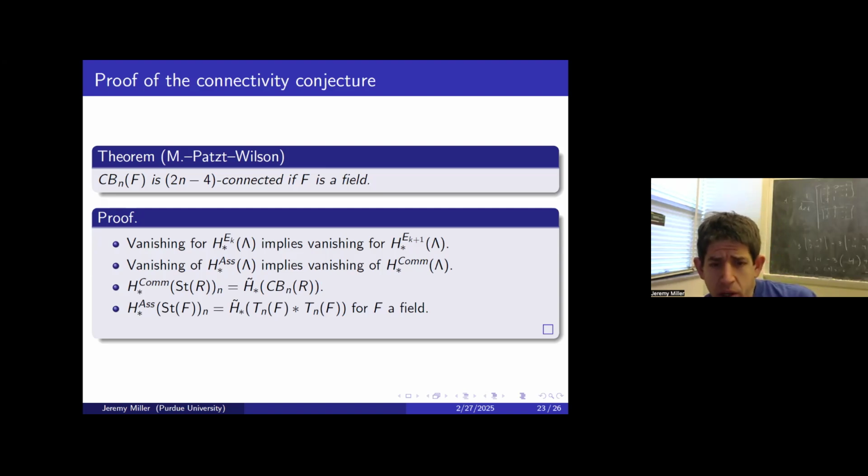Yeah, so now all we need to do is check that the associative homology vanishes in a range, and the associative homology is computed. This is the only place where we use fields. The associative homology is computed by this E2 building, and in the field case, it's just a join of two copies of the Tietz building, and we know the Tietz building is highly connected. So a join of two highly connected complexes is highly connected.